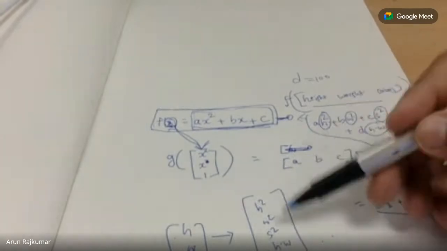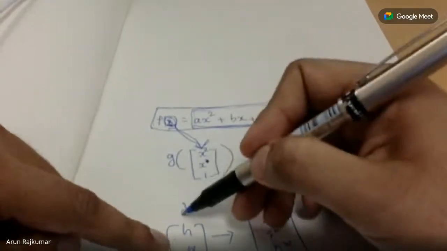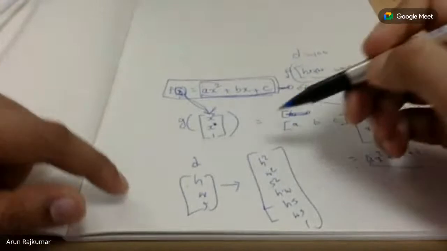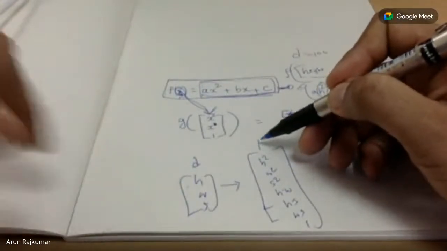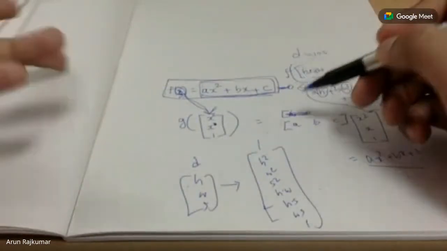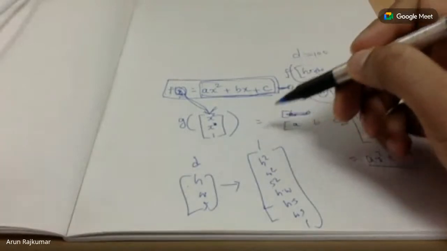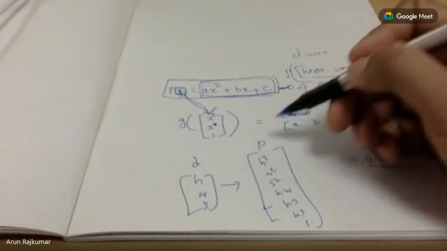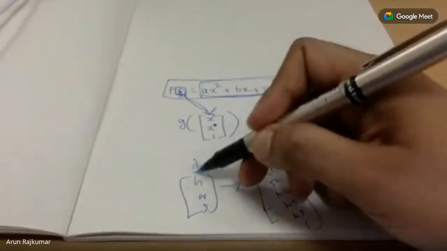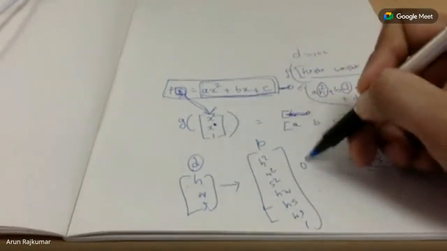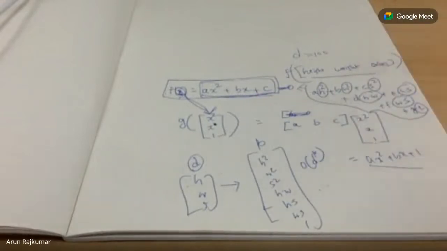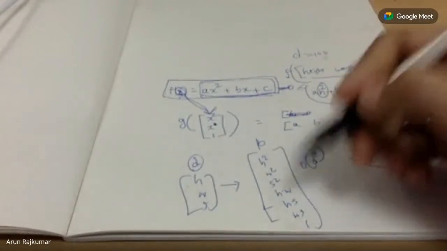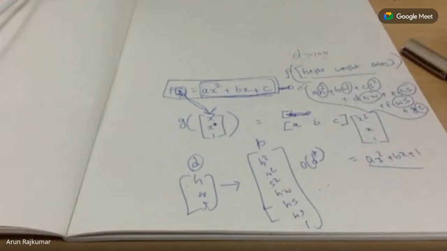So this is initially in D dimensions. Now this is quadratic, which is second degree polynomials. But if you want a general pth degree polynomial, then from D, you will have to go to something like order of D to the P, D power P dimensions.